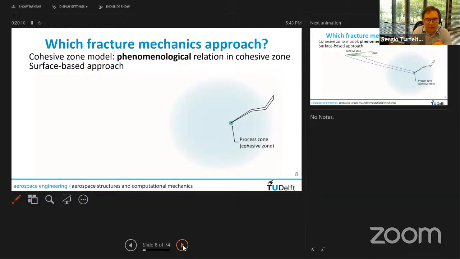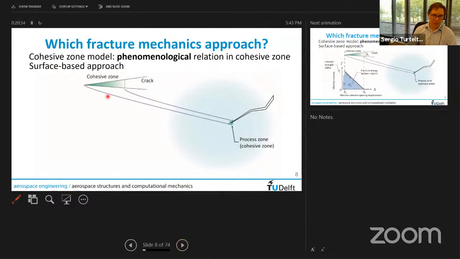The cohesive zone model is phenomenological in the sense that we look at a crack, and there's a crack front here, and there is a process zone, or the so-called cohesive zone, where the fracture process is occurring. And what we do is model that with a cohesive relation inside this cohesive zone. If we zoom in on the process zone, the crack itself is here, and then the crack surface or the crack tip, if you want, in 2D. It is modeled through this cohesive zone with a cohesive relation.